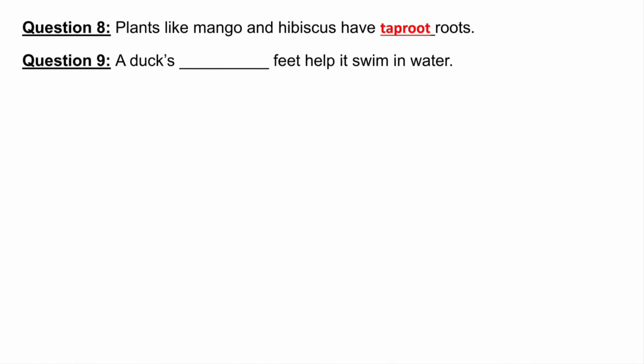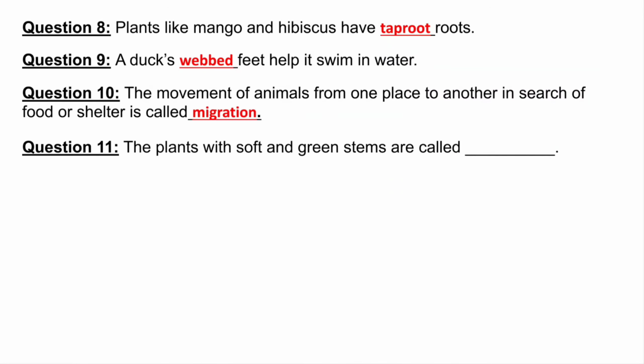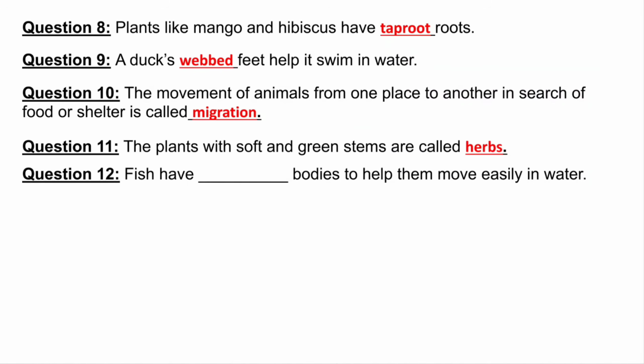A duck's dash feet help it swim in water. So what are those feet called? Webbed feet. Okay. The movement of animals from one place to another in search of food or shelter is called, what do we call? Migration. Okay. The plants with soft and green stems are called herbs.